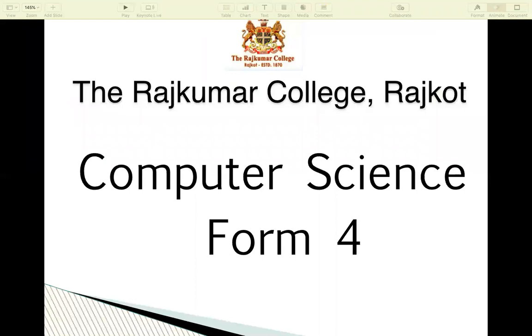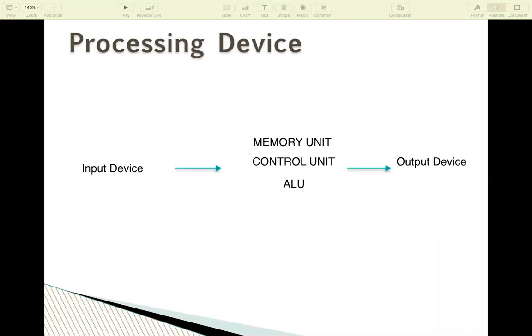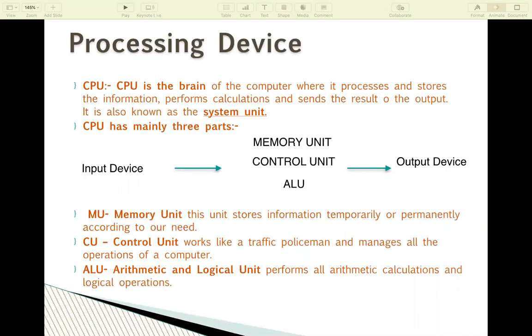Now, before starting with the storage devices, let me show you the processing devices, right? You already know which is the processing device, that is the CPU. You know that the CPU is the brain of a computer and it processes and stores the information. It is also known as the system unit. There are 3 different parts of the CPU, that is memory, control and arithmetic and logical unit. This you have already learned in the last video of your chapter 1. This is just a little recap for you.